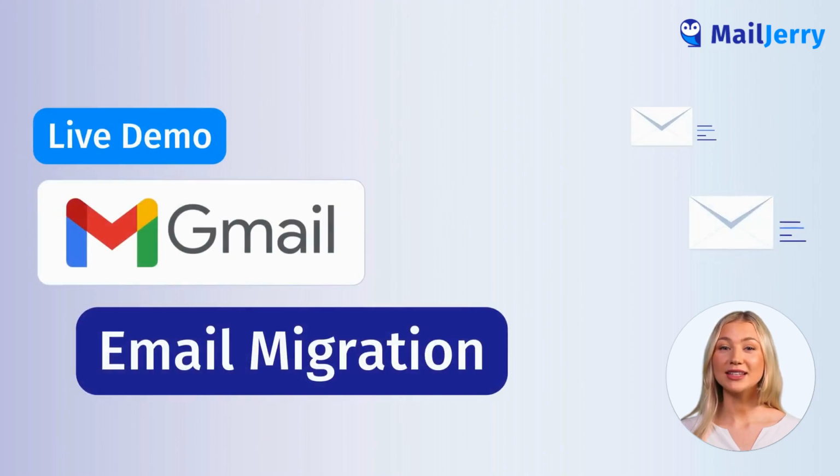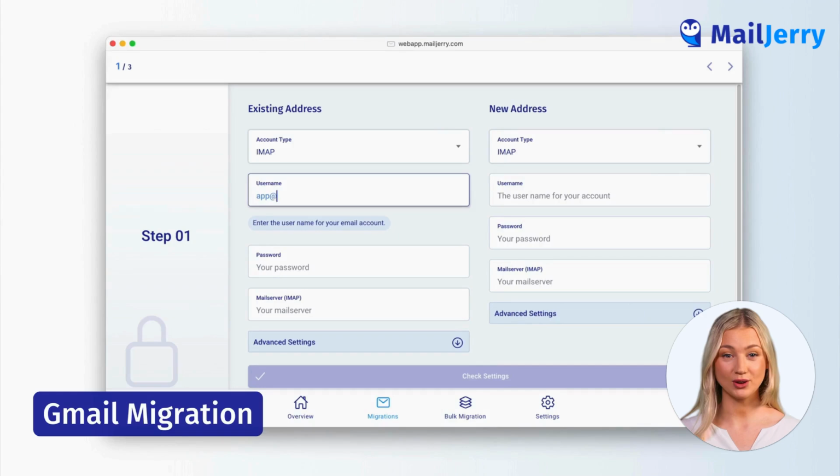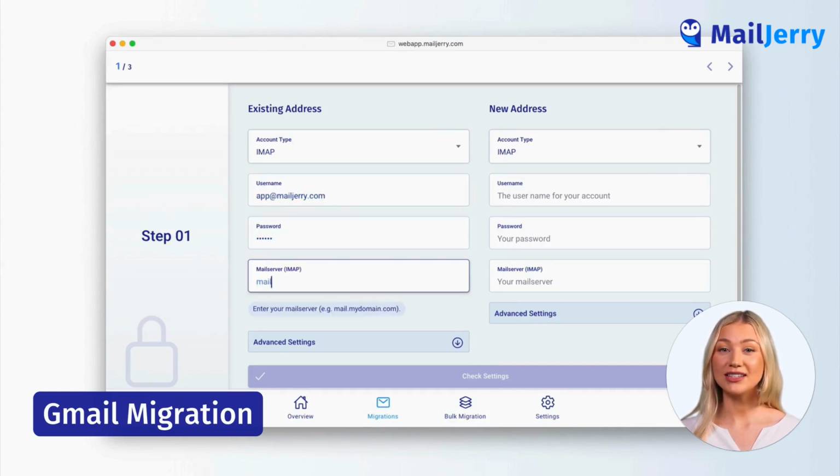Today, we'll show you how to easily migrate your emails from or to your Gmail account. To start, enter the credentials of your existing account. This can be any email account type. In this example, it's IMAP.